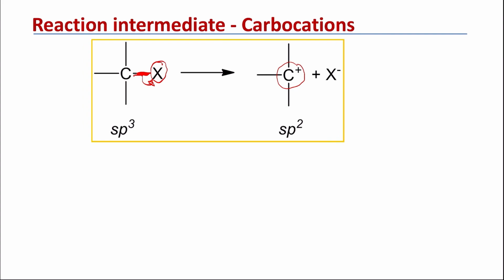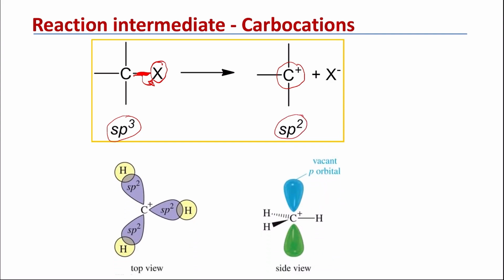The carbon, which normally has four sigma bonds, has sp3 hybridization. When it loses the leaving group and becomes a carbocation, it changes its hybridization from sp3 to sp2. The carbon will have a vacant p orbital and three sp2 hybridized orbitals that make the remaining three bonds. The formation of this vacant p orbital is essential for its stability.